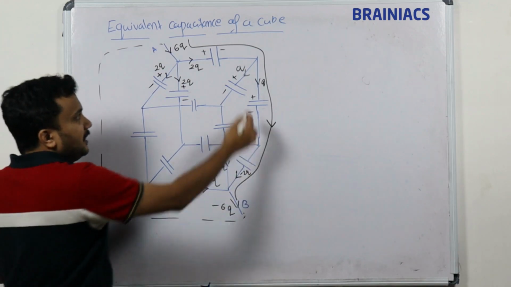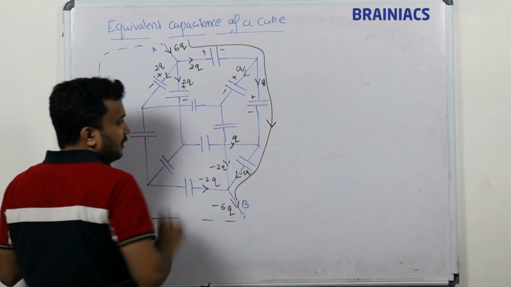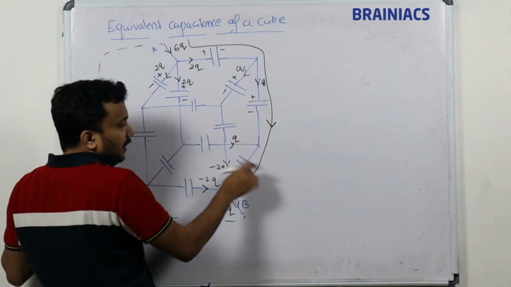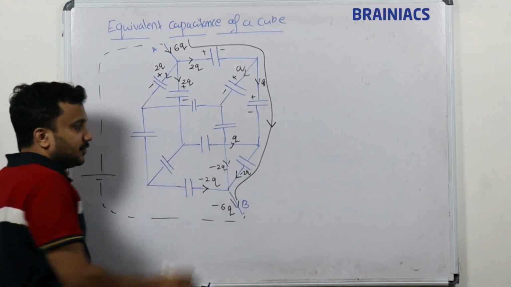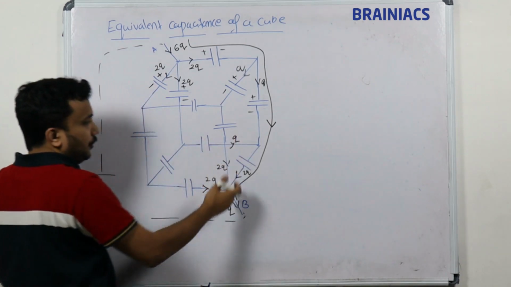Now we'll see. See here Q is coming, so definitely from here what is coming? Q. These Q and Q together will join and we get minus 2Q. Okay. So why am I representing it as minus Q? You can just represent it as 2Q itself. Okay, 2Q will be here.